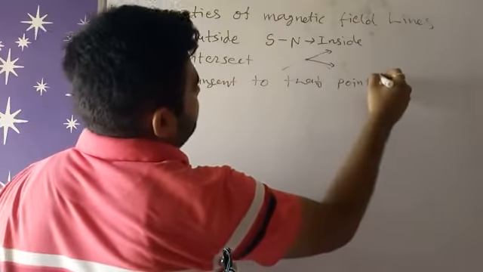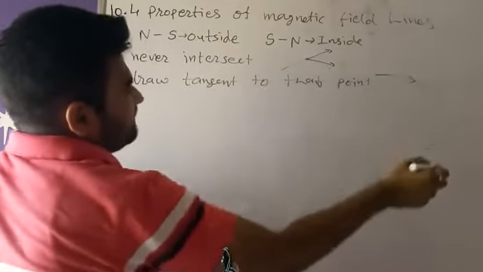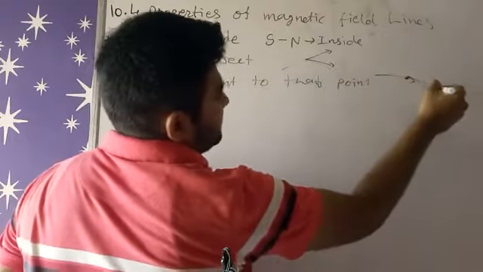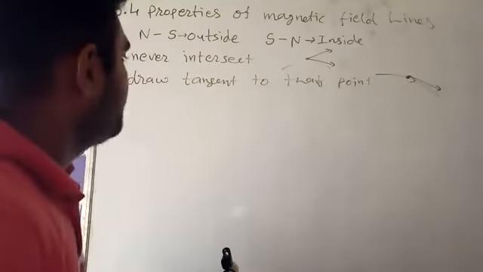For example, if we have a magnetic field line in this direction, and you want to find the direction of the magnetic field, I have to draw a tangent in this direction, right?